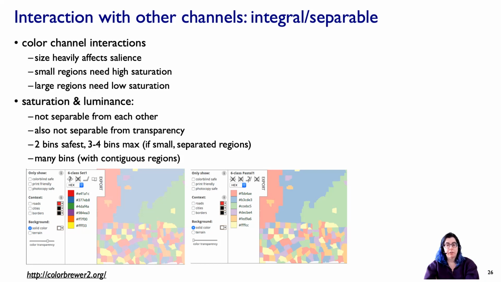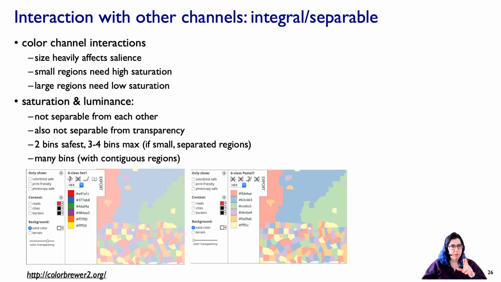So the channel of size really affects the salience, the noticeability, of the color. So you need highly saturated colors to be visible in small regions. Conversely, if you've got really large regions, then highly saturated color kind of blows out your eyes. You want unsaturated or desaturated colors. So like we see here at the top, where you have large regions, it's nice to have those be desaturated.